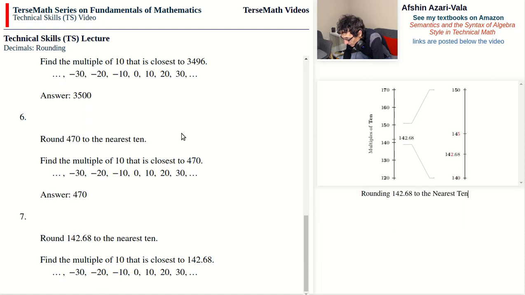And if we keep counting in tens, eventually we'll come to 120, 130, 140, 150, and so on. And 142.68 is somewhere between 140 and 150. Now, what's interesting here is that all we have to do is compare the digit that follows the tens place we want to round to. That would be the 2. We just have to compare the 2 to 5. The rest, 0.68, are not going to have any effect.